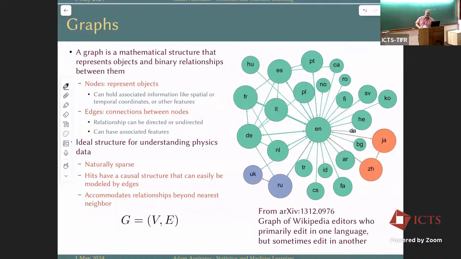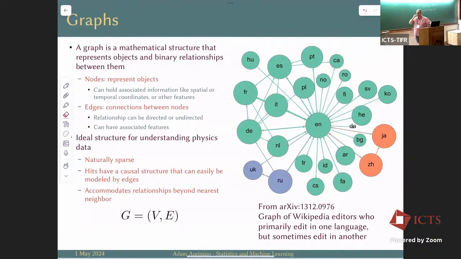So the idea with a graph is that your nodes represent objects and your edges represent binary relationships. Right, so this thing here is basically a graph of Wikipedia editors who primarily edit in one language, but sometimes edit in another. And there's interesting behaviors here where English is in the middle because many, many people know English. And so even if your native language is not English, you may still edit English Wikipedia, but it's actually very unlikely that it goes the other direction. Right, and you have some language groups where people tend to speak those languages. And so you see tight connections between some languages, but no connections between others, right? Where it's very unlikely that a person will speak both of those languages.